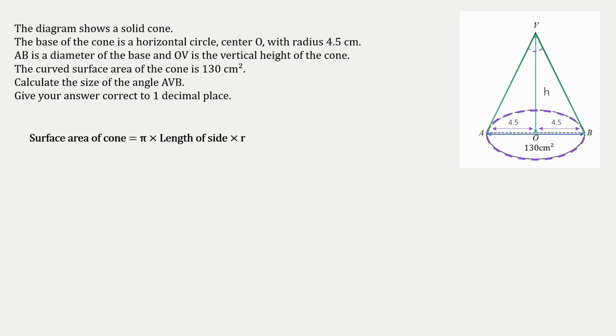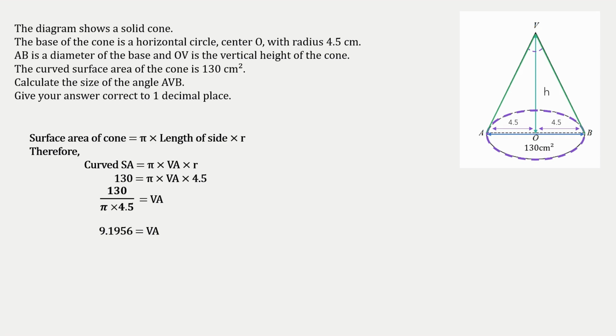So curved surface area is already given as 130, and my radius is already given as 4.5. So I'll substitute my values and start changing the sides. 130 divided by pi times 4.5 is going to give me my VA, the length, and the answer is 9.1956.